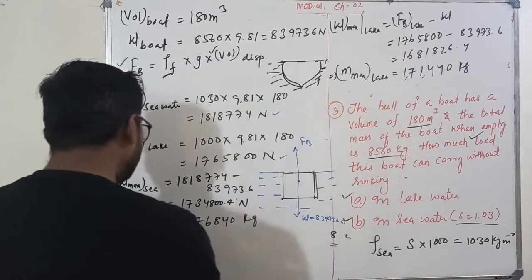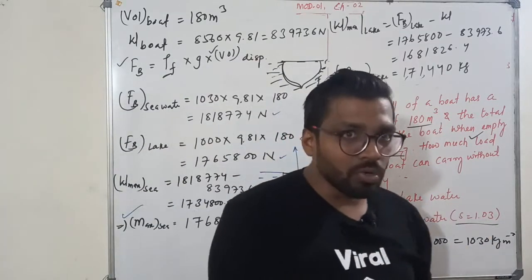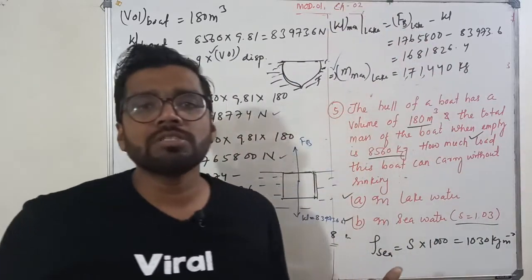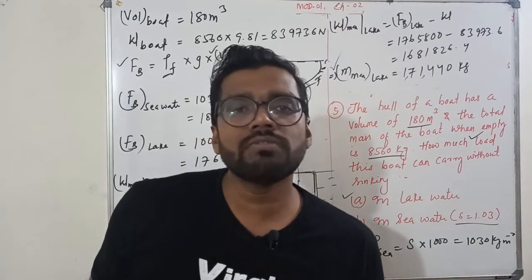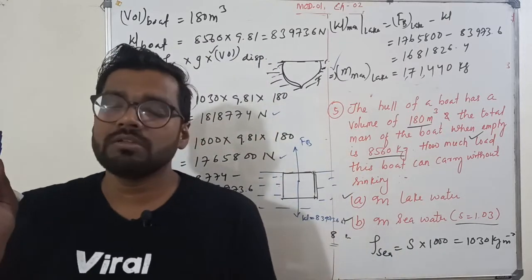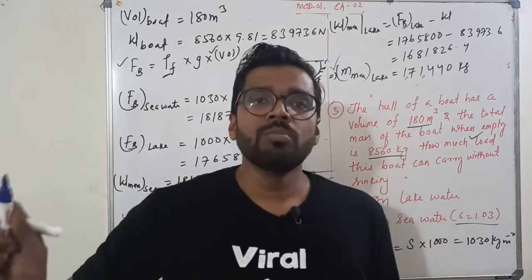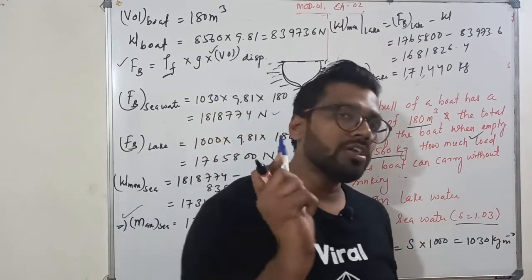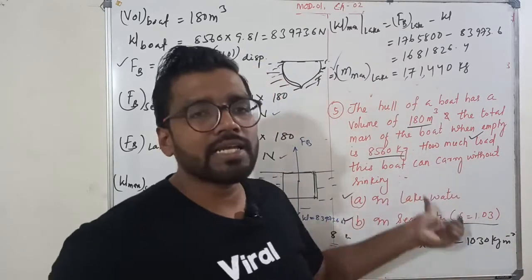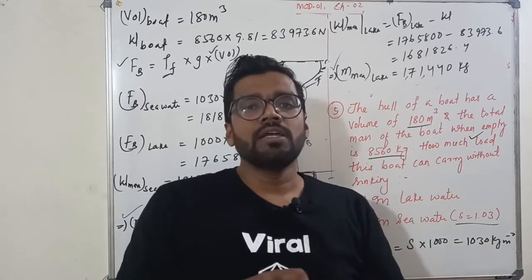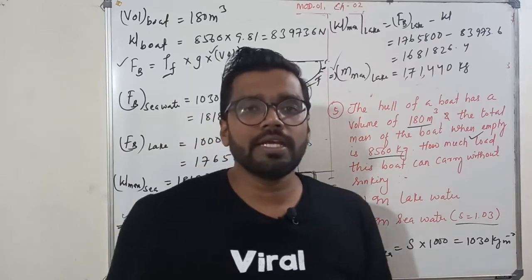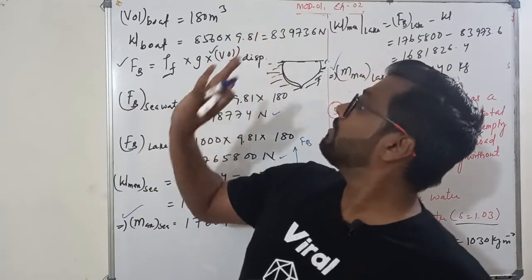That means in sea water the same ship can take 5,000 kilogram extra load compared to the same ship traveling in lake water, because of the difference in density. If a ship moves from sea water to river water, it will sink more, remember. But here we have assumed that in both cases the displaced volume by the hull is the same, 180 meter cube.